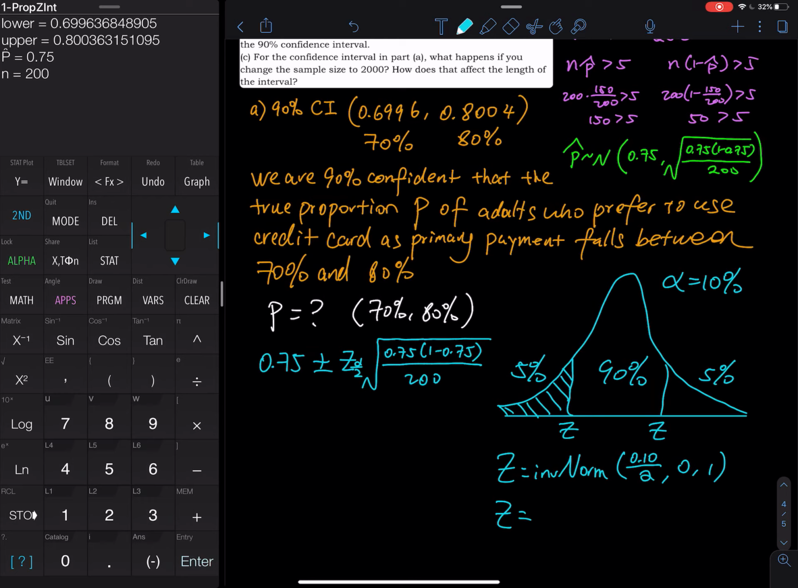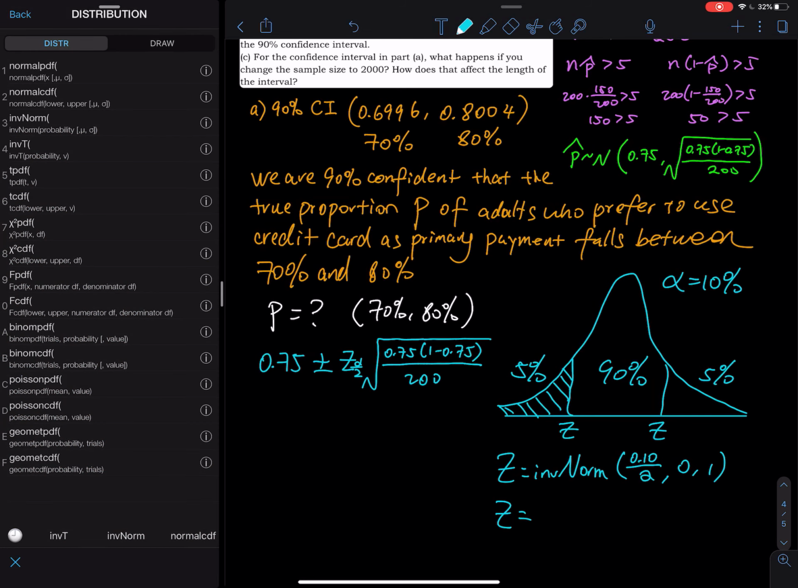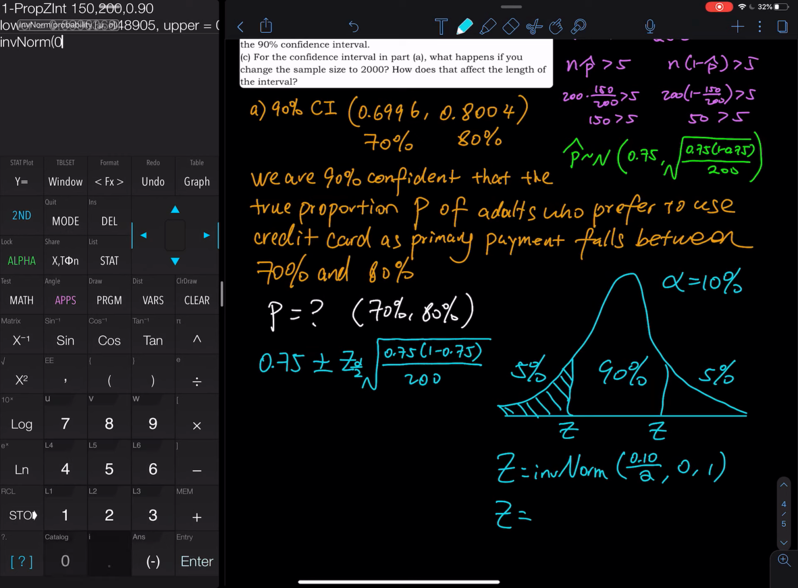So we go to second vars, and then we do inverse norm, 10% divided by 2, or you just type 5%. The mean is 0, the standard deviation is 1, so that is 1.645, right? So that is 1.645. So that's how you do the plugin.